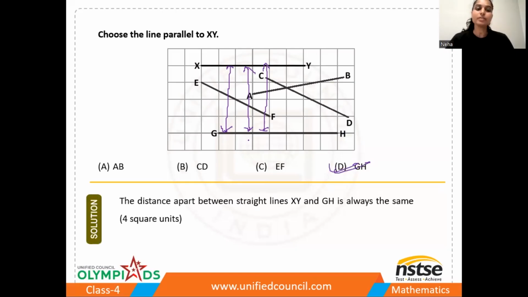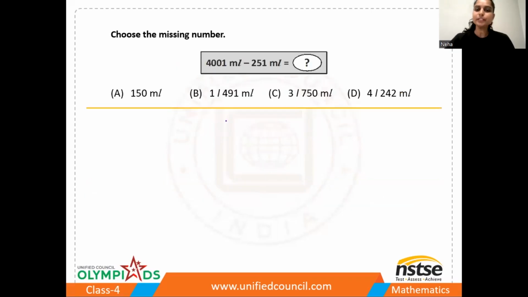Okay, and how much distance is there? Okay, so if it is one square unit, then this is 1, 2, 3, and 4. This is 4 square units. Okay, but the question is only asking which line is parallel to xy, so you can directly tick option D. Yes, gh is parallel. Okay, next. Now the next one.